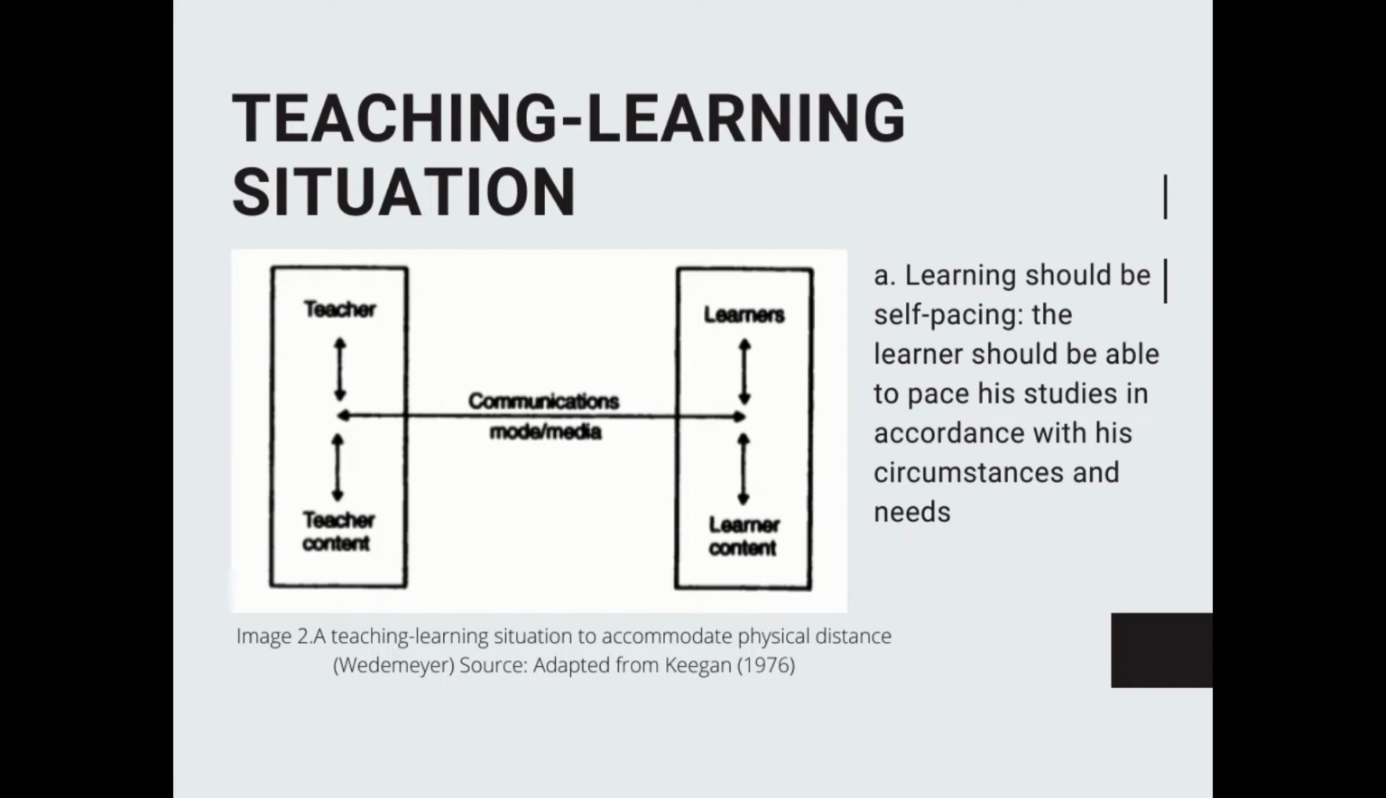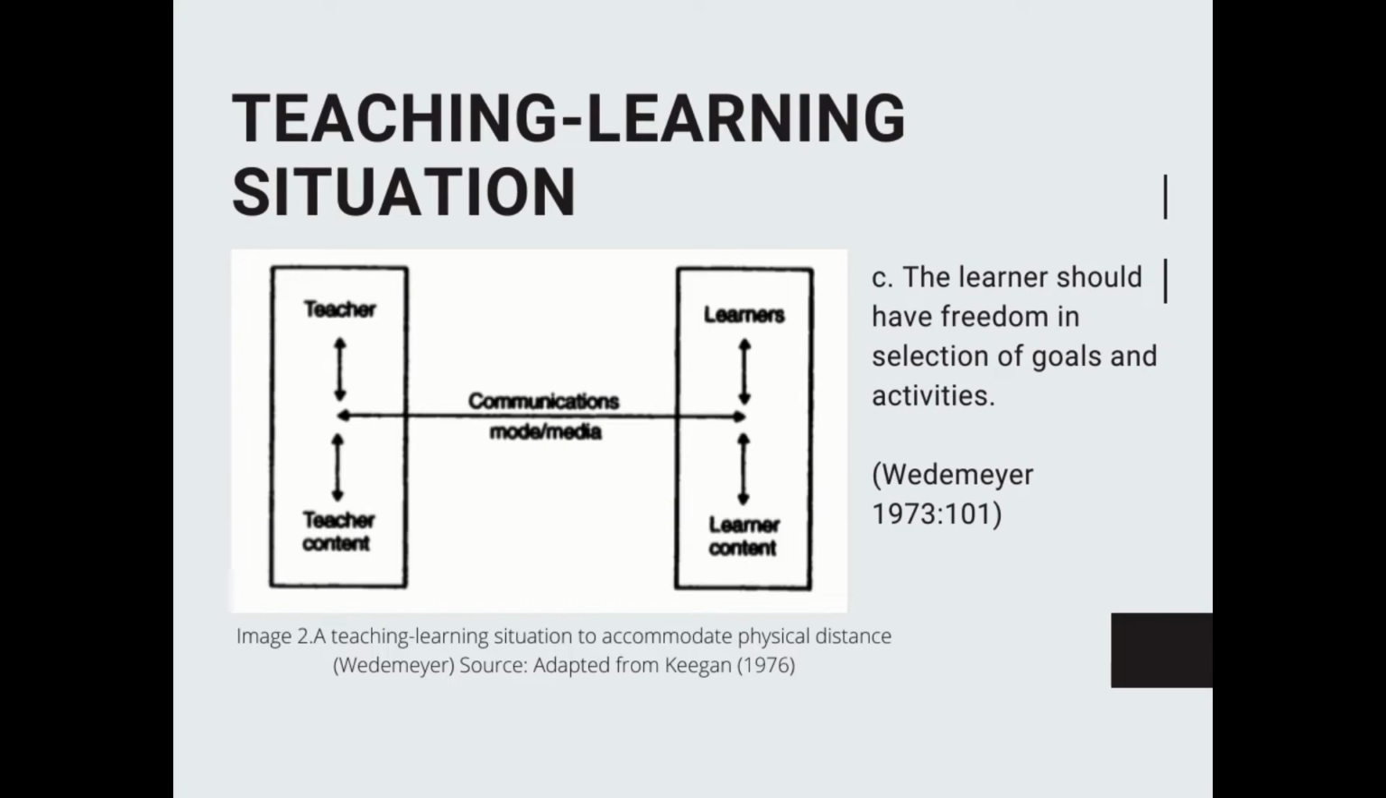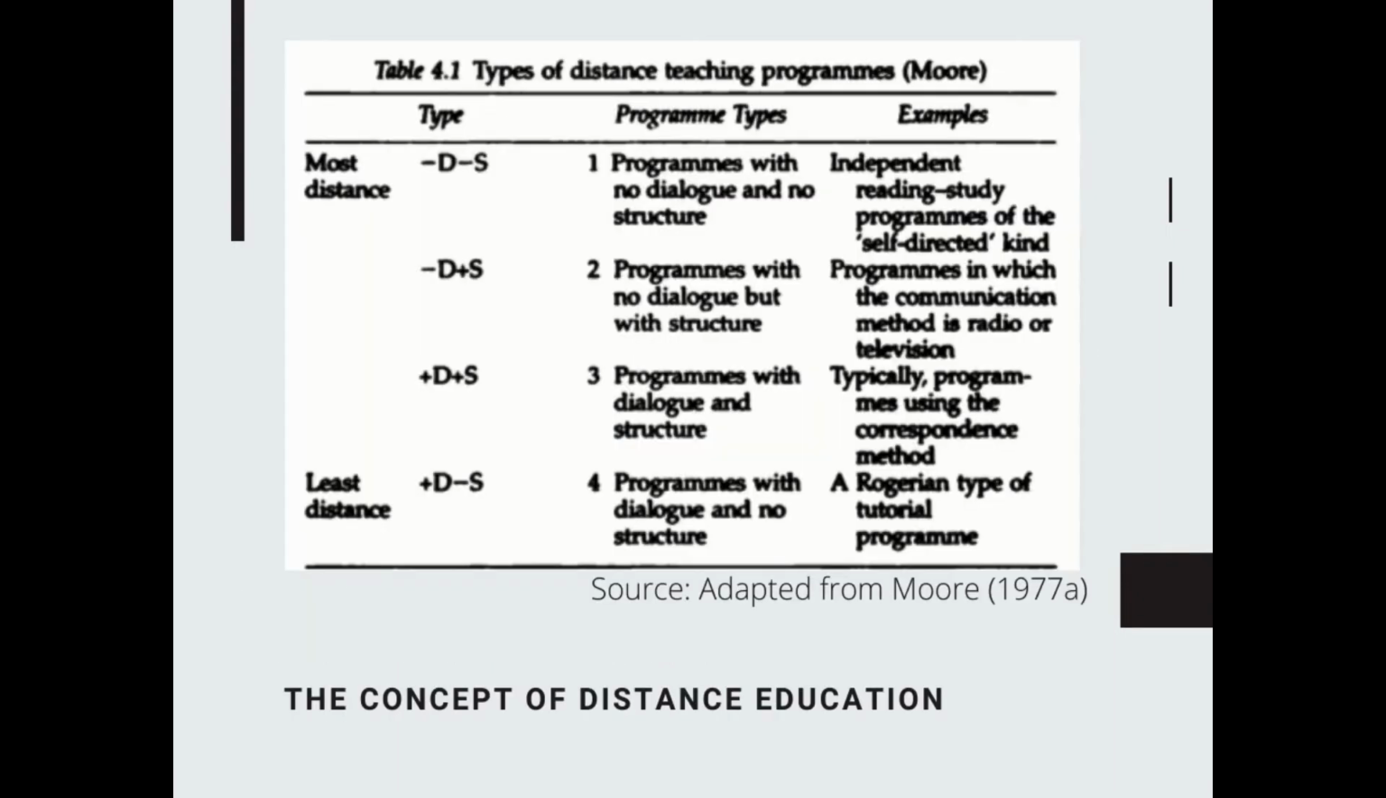A. Learning should be self-pacing. The learner should be able to pace his studies in accordance with his circumstances and needs. B. Learning should be individualized, and the learners should be free to follow any of several courses of learning. C. The learner should have freedom in selection of goals and activities. Wiedemeyer 1973, page 101. The concept of distance, according to Moore: teaching programs can be classified according to the distance between learner and teacher.